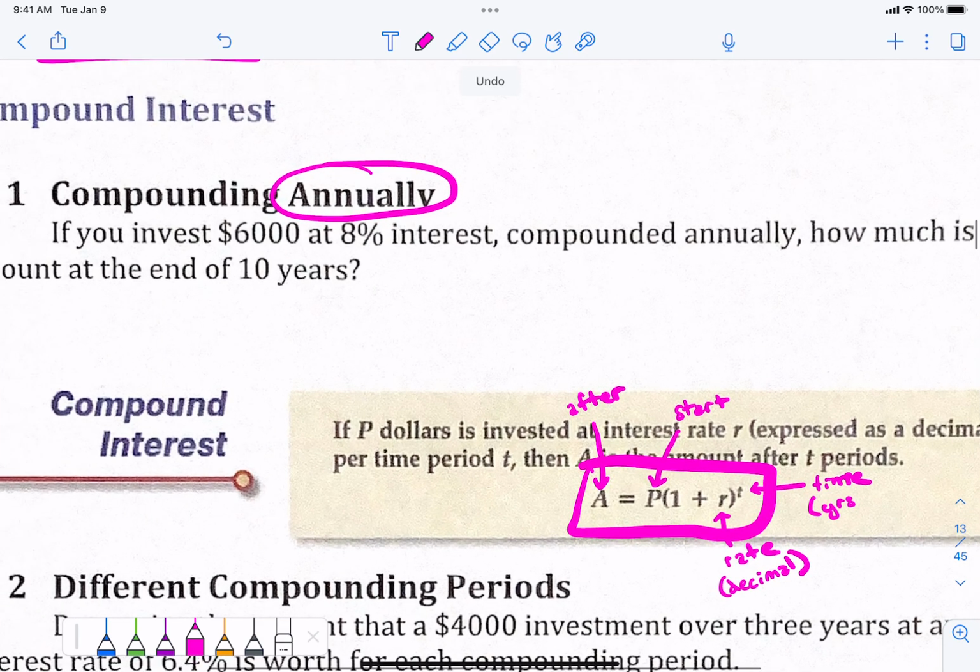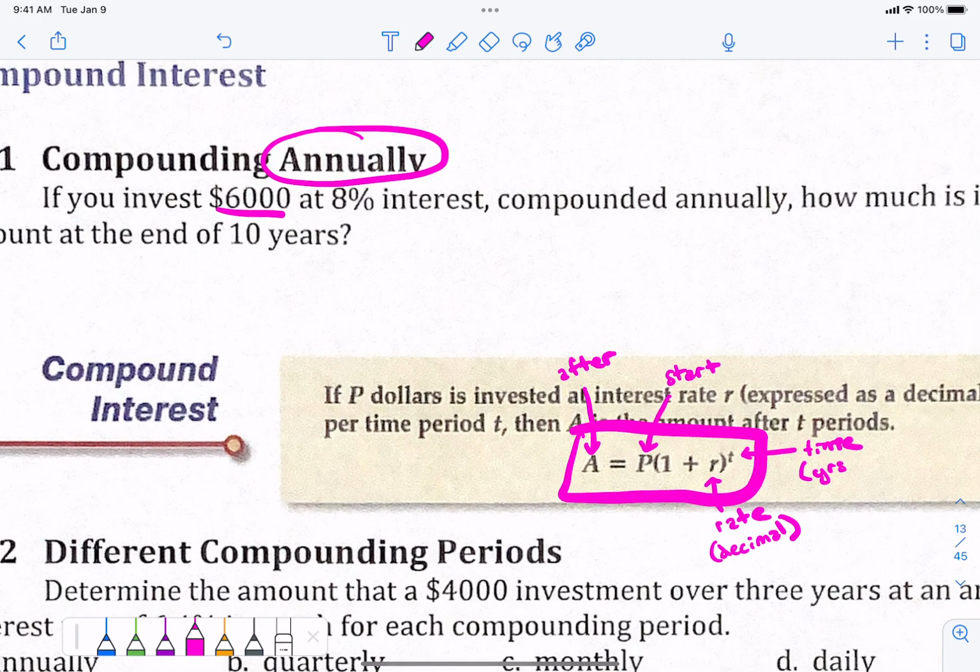Let's go up here to the top. If you invest $6,000, we just have to figure out where these things go. What is $6,000 representing? The starting amount, okay? So this is capital P, okay? 8% interest, that is R, but we're going to make it 0.08. Do you guys know how to convert? Two decimal places, right? Move it.